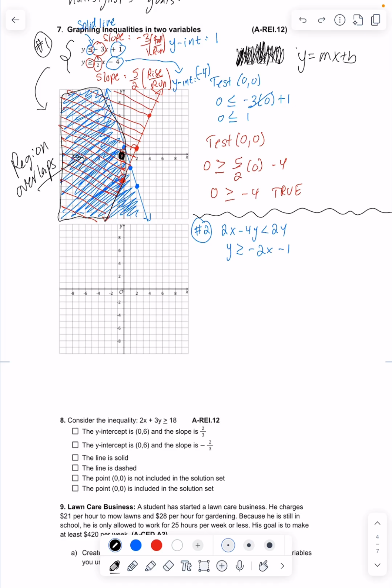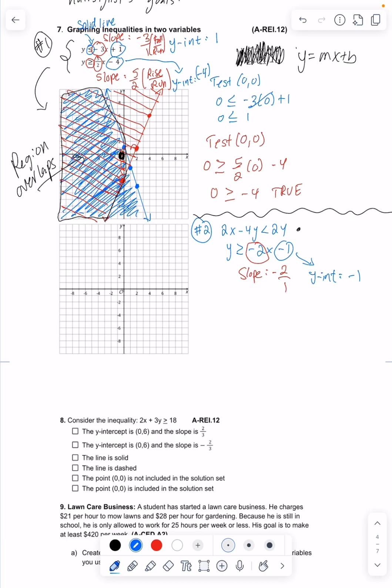Now we can do something similar with the second one, but we have to keep in mind that the first equation is in standard form. So for this one, we're going to have to find the x and y intercepts. So we will write 2x minus 4y is less than 24. Actually, I'm going to graph the bottom one first, just because it's already set up in slope-intercept form. So that's our slope, negative 2 over 1, and our y-intercept is at negative 1 in this case.